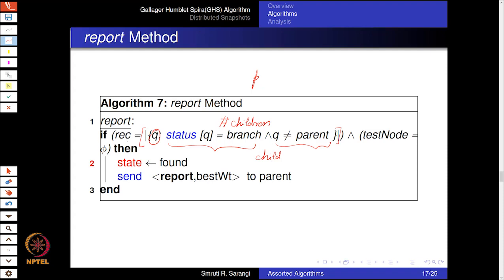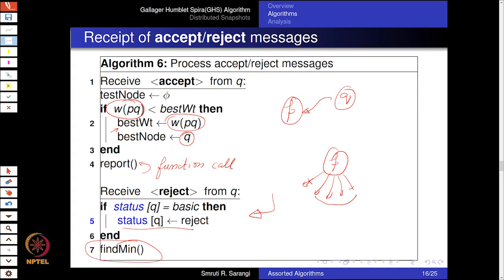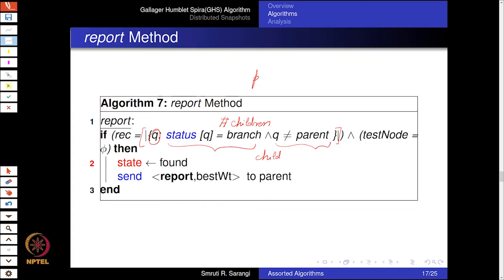So this is basically saying that, look, if I have received a message from all my children and the test node is null. So when do I set the test node to null? When I receive an accept message or when I find that none of my neighbors fit the criteria, which basically means that no outstanding test message is there.